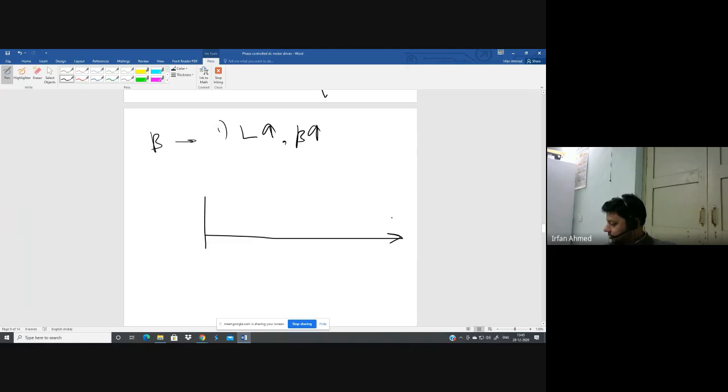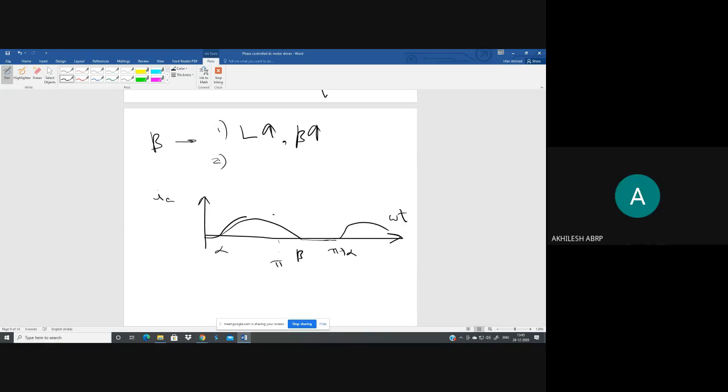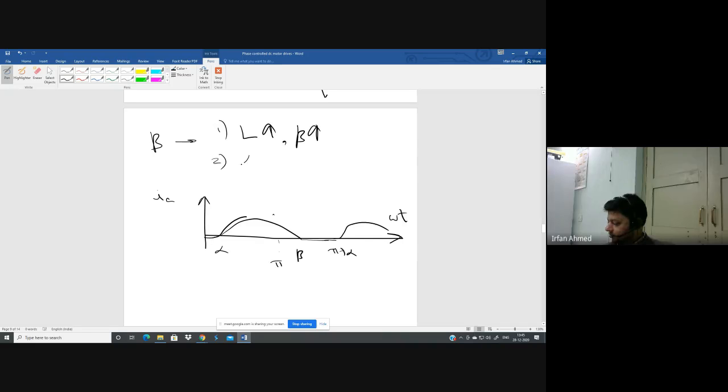Okay, this is your omega t. I'm just redrawing it here. Okay, this is alpha. Somewhere here you have pi. This is beta. And this is pi plus alpha. Okay. So if you go on increasing the inductance, the value of beta goes on increasing. The upper limit is of course pi plus alpha. What is the second factor on which beta depends? Firing angle. Yes, it depends on the firing angle.